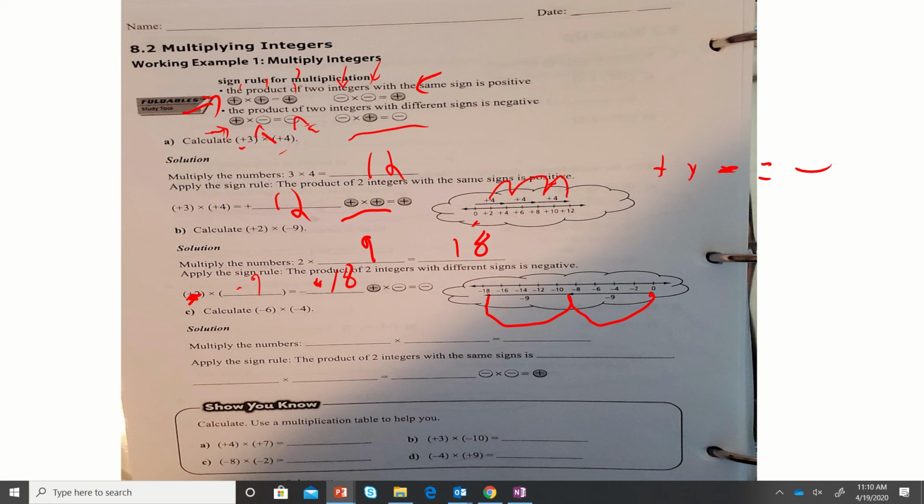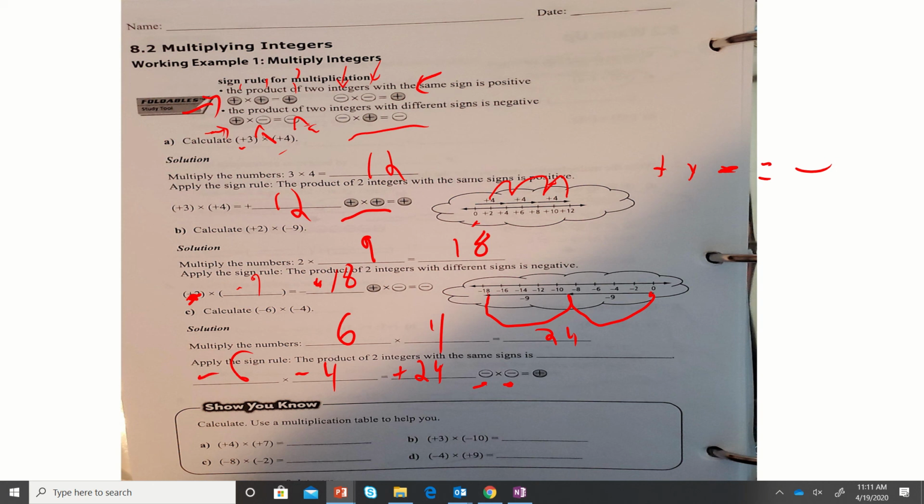We have another calculation. We have negative 6 times negative 4. So what we want to do is 6 times 4 equals 24. Now apply the sign rule. We have two integers with the same sign, which is negative. So two negatives equals a positive. So negative 6 times negative 4 equals plus 24. And that is our rules.